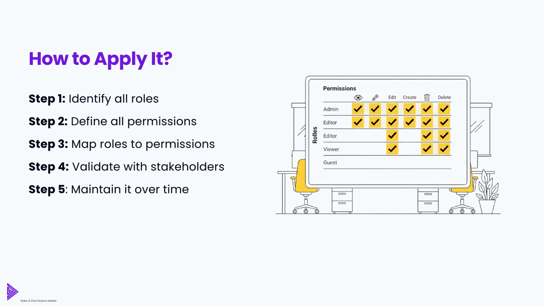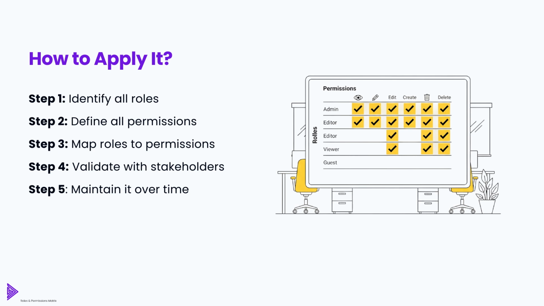How do we actually create a roles and permissions matrix? Here's a clear step-by-step approach. 1. Identify all roles. List every user type or team that interacts with the system, from admins to casual users. 2. Define all permissions. Document every action or access point: view, create, edit, delete, approve, export, and so on.